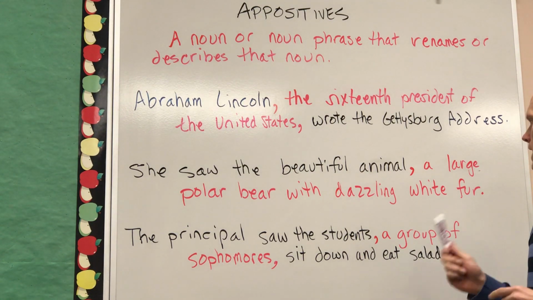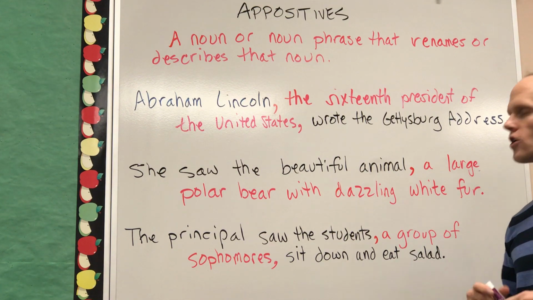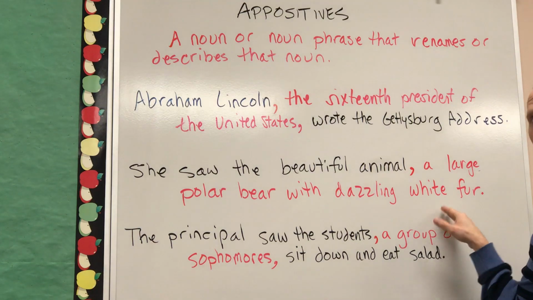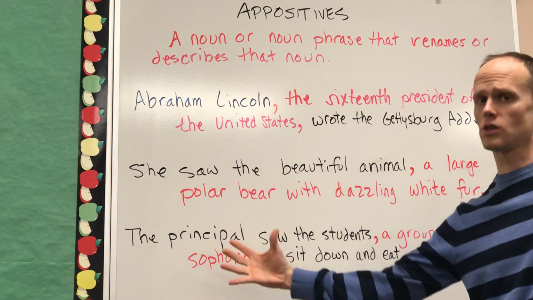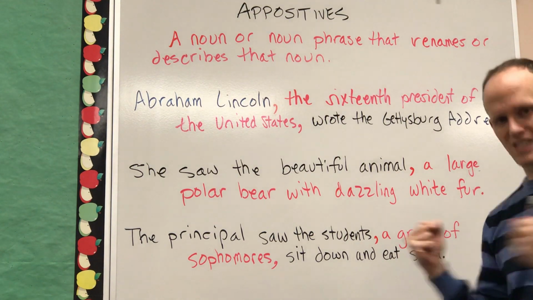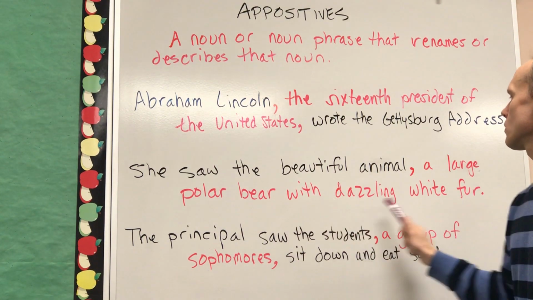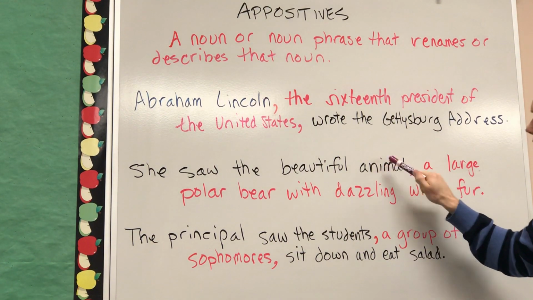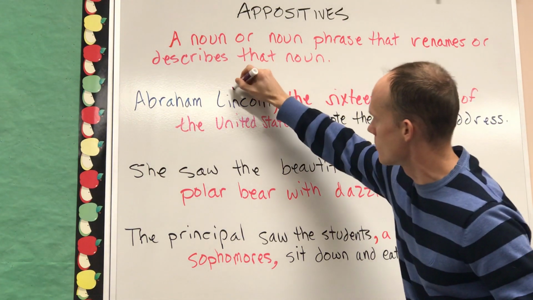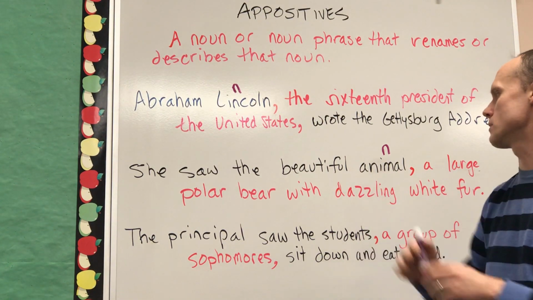She saw the beautiful animal, comma, a large polar bear with dazzling white fur. So here, the appositive is a little bit longer. Sometimes appositives can just be 2 words. Sometimes it can be a little bit longer. Depends. This one's a little bit longer to give a little bit of detail to our animal. So, a large polar bear with dazzling white fur is in apposition to animal. It's describing this noun. This is my noun, just like Abraham Lincoln was my noun. Again, the appositive has to be next to a noun, describing that noun.